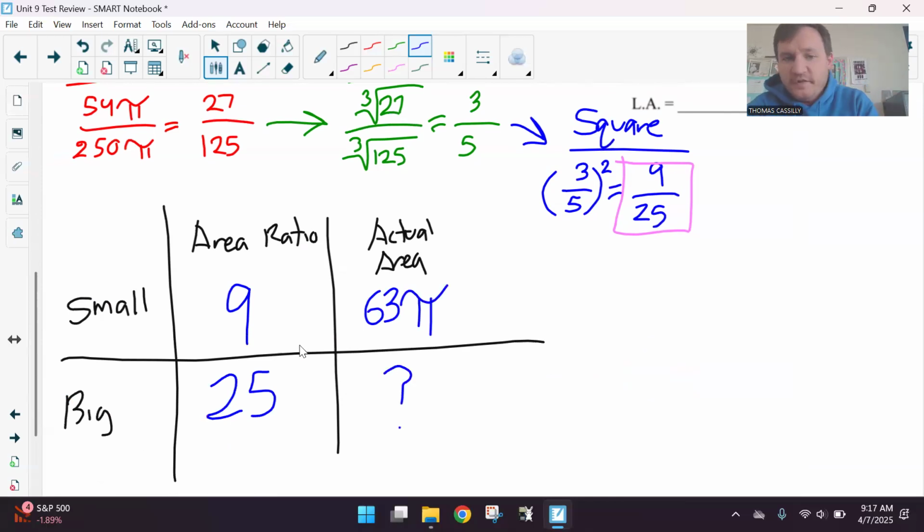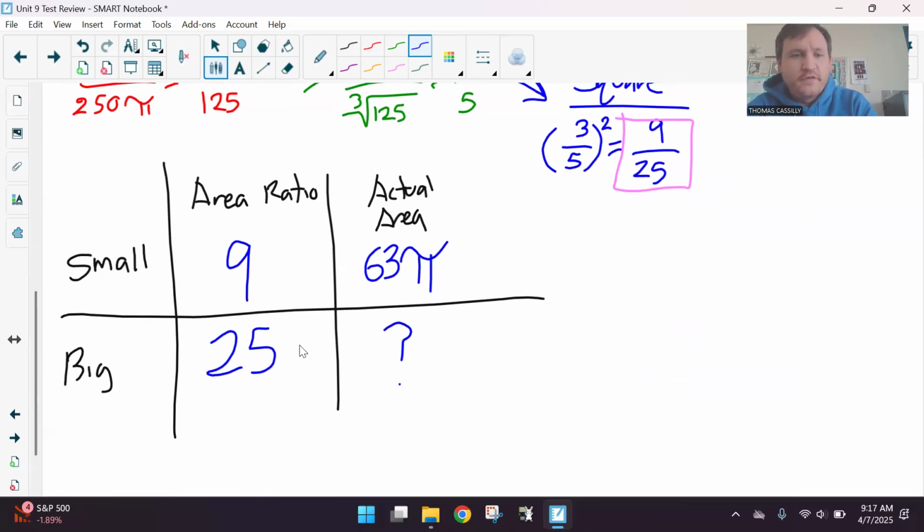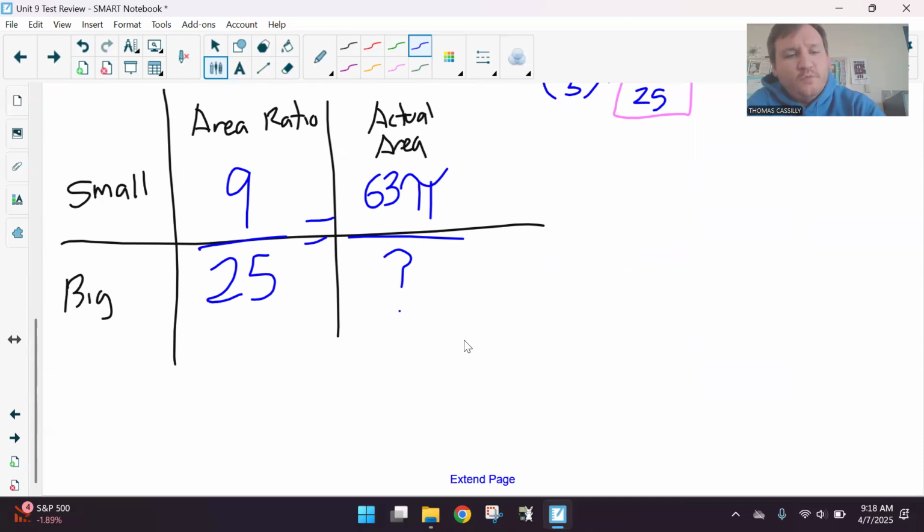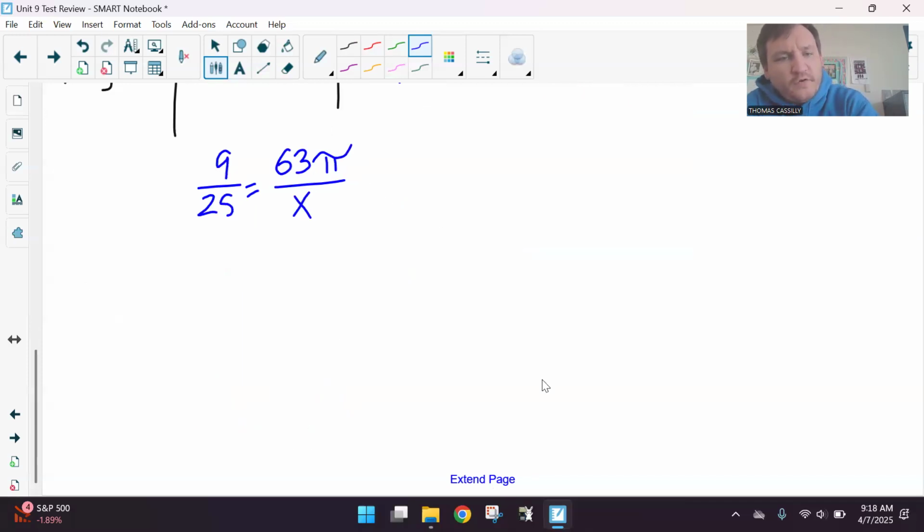And if you want to think back to Unit 6, when we were making proportions, all we have to do is take these two fractions and set them equal to each other, right? And this is going to give us our final answer. So what we can do is we can say, all right, 9/25 equals 63 pi. And instead of a question mark, I'm going to throw an X in there. And then that is going to be our answer. Let's go ahead and cross multiply that.